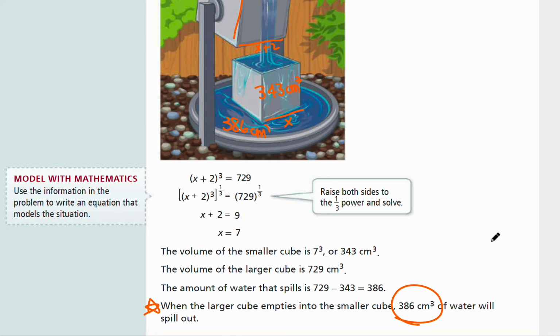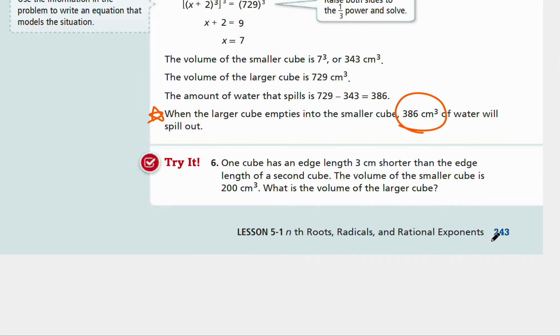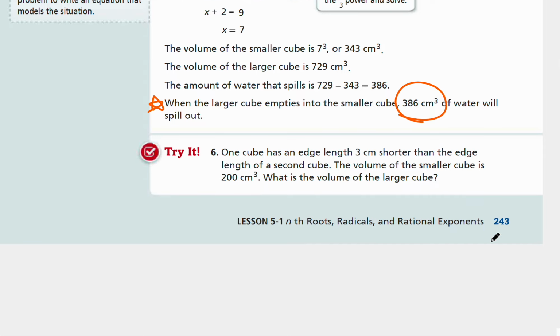Okay, so this is a word problem that could possibly happen in real life. You'll see it in the quiz or the test. So let's practice. Try number 6. One cube has an edge length 3 centimeters shorter than the edge length of a second cube. So it's the same kind of problem. The volume of the smaller cube is 200 cubic centimeters. What is the volume of the larger cube? So pause the video, see if you can figure this out by yourself. Come back when you're ready for answers.